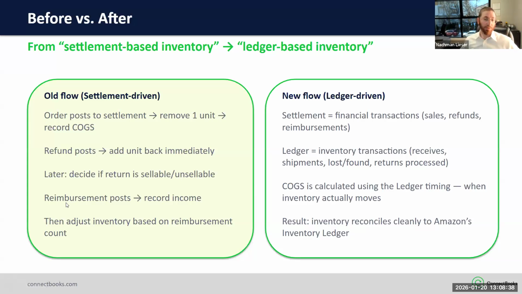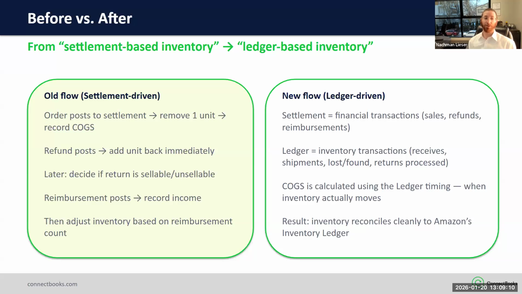There were negative reimbursements, positive reimbursements, clawbacks, all the other stuff, and we always did it based off the settlement report. Our new flow is different. The order still goes based on the settlement report, but all the other stuff we do based off the ledger report. The idea is very different. The challenge was that when you wanted to reconcile inventory, it didn't match.